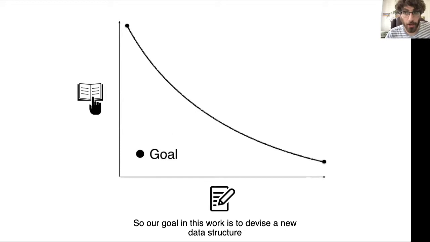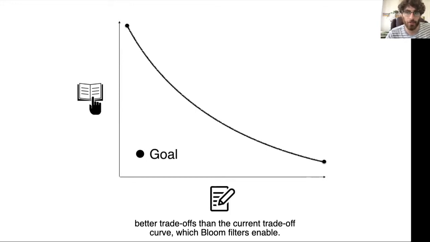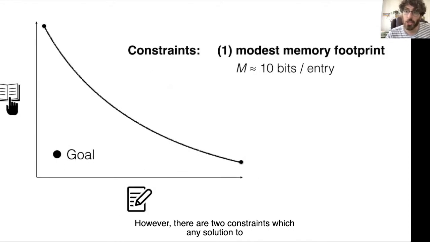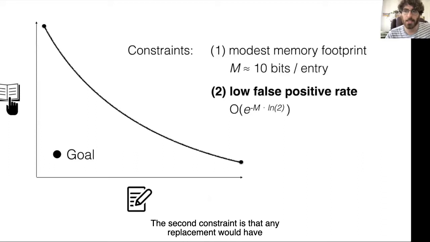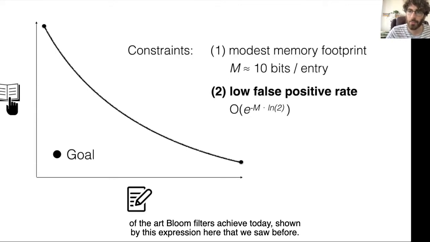So our goal in this work is to devise a new data structure as a replacement for the Bloom filters, which achieves fundamentally better trade-offs than the current trade-off curve which Bloom filters enable. However, there are two constraints which any solution to this problem would have to abide to. The first one is it would have to achieve a modest memory footprint in the area of 10 bits per entry, which is what Bloom filters require today. The second constraint is that any replacement would have to achieve a low false positive rate, in line with what state-of-the-art Bloom filters achieve today, as shown by this expression here that we saw before.